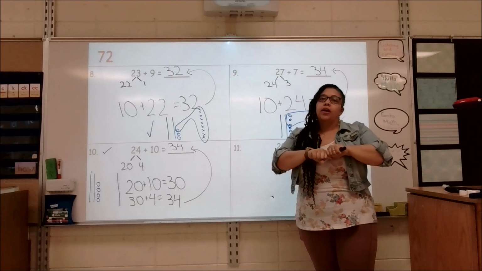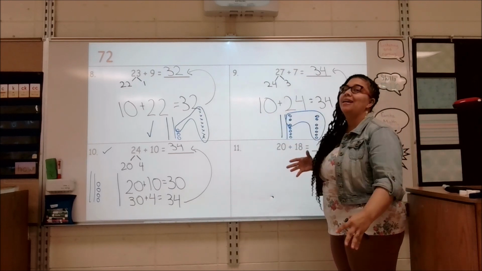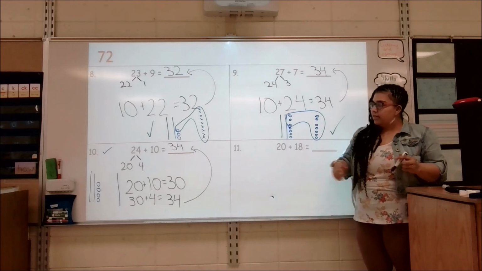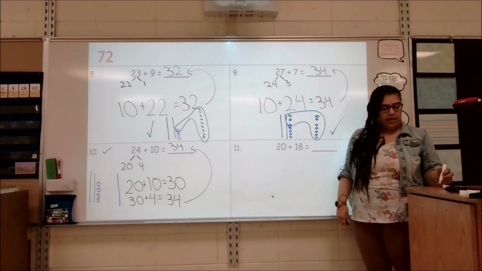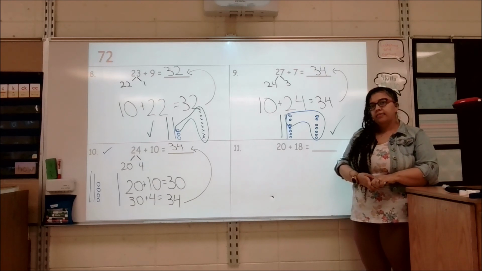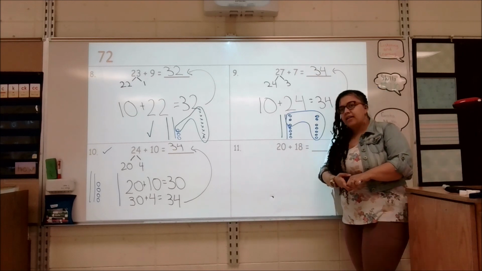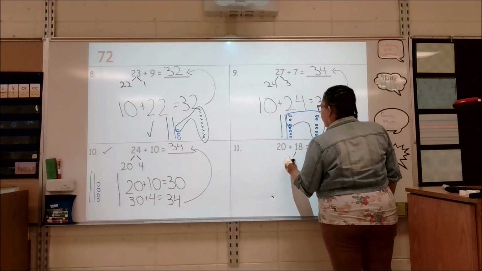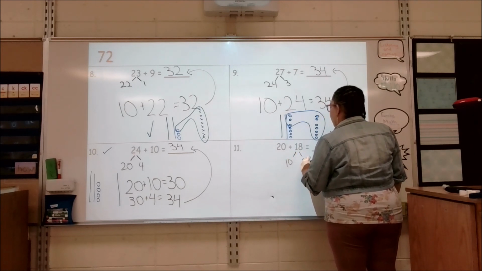again, I'm going to break apart so that I can add my 10s together first, which means which number needs to be broken into smaller pieces? Which number needs to be broken into smaller pieces? 18, correct. It becomes a group of 10 and 8 1s.